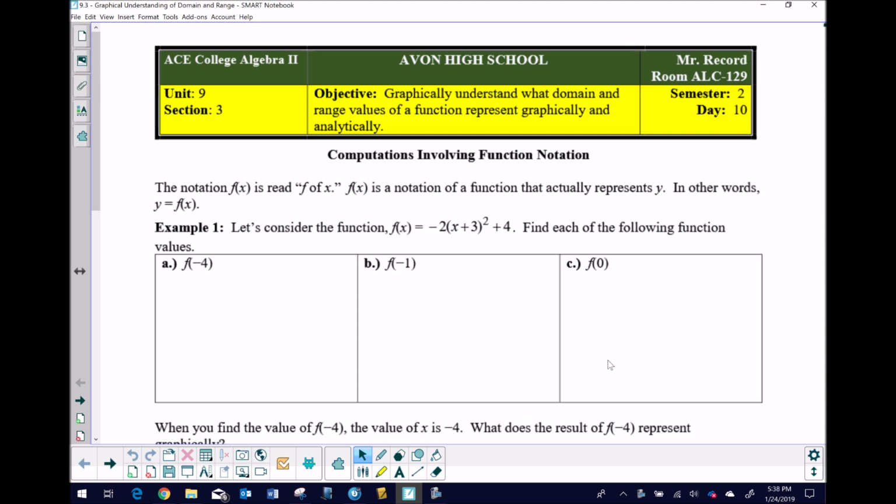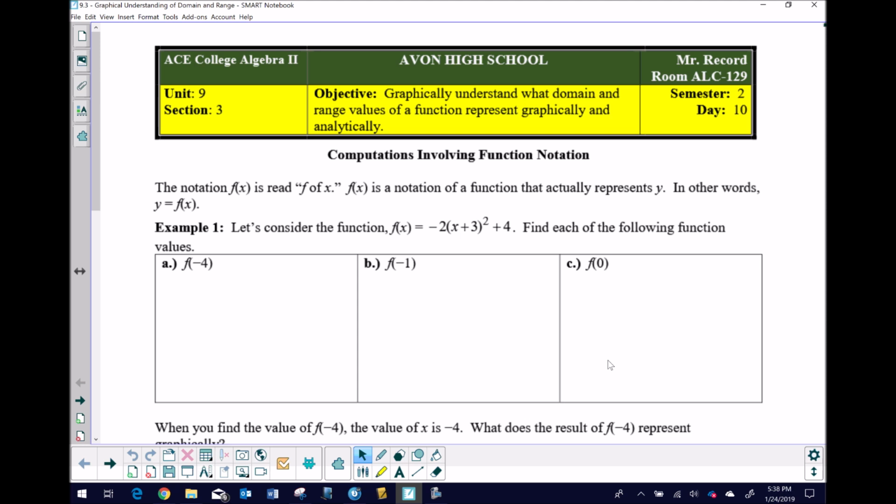Unit number 9, this one covering section 3. The objective is to graphically understand what domain and range values of a function represent, and then to reflect on that both graphically and analytically. But maybe another way to think about this section is how to perform some computations that involve function notation. In this first part of the video, I hope to get through examples 1 and 2, and then in the second video, I'll finish out the notes that will take care of examples 3 and 4.